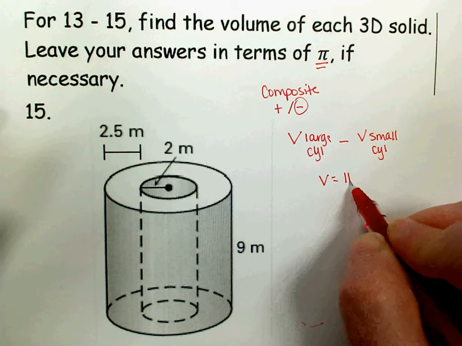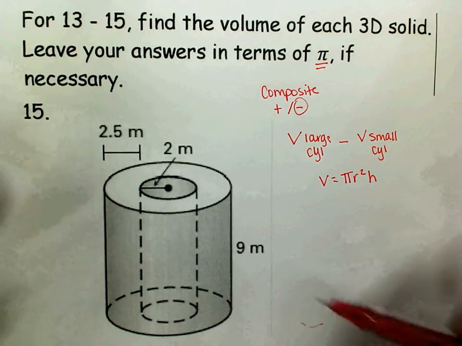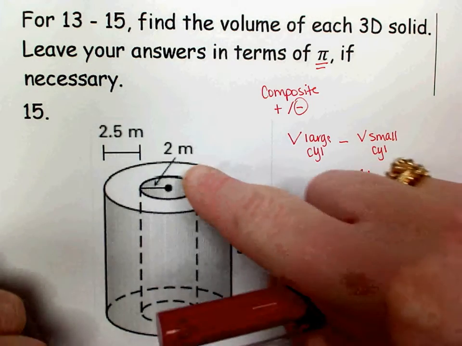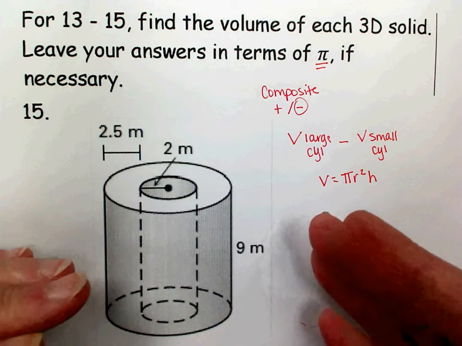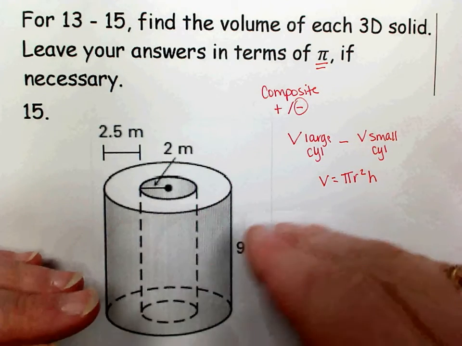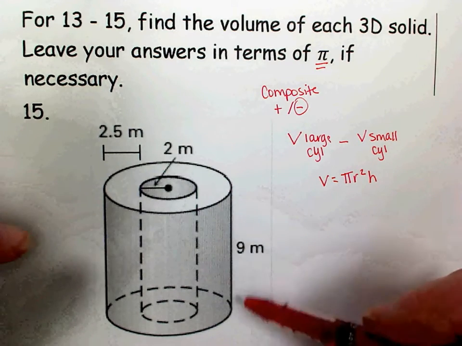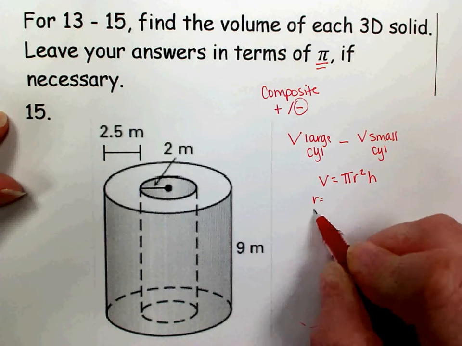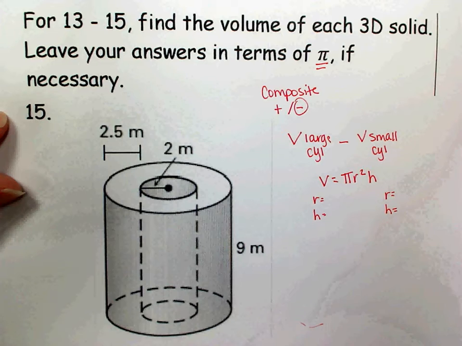It's always the area of the base, which is a circle, pi r squared, times the height. Now, just as a side note, remember the height doesn't have to be vertical in a cylinder. We could turn this cylinder on its side, and the bases would be on the sides, and your height would be horizontal then. It's always the distance between the two bases. So in this case, it's vertical. We'll have to look at the radius and the height of both our large cylinder and our small cylinder.